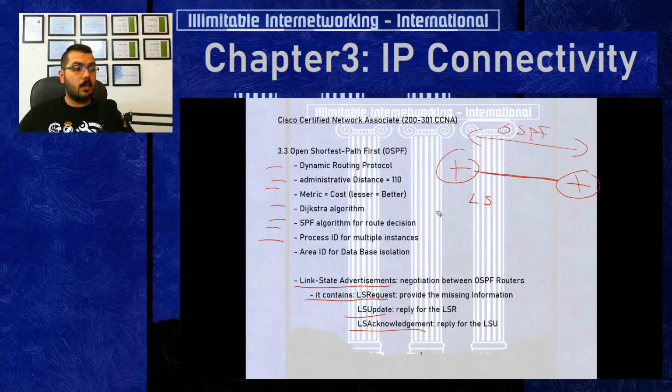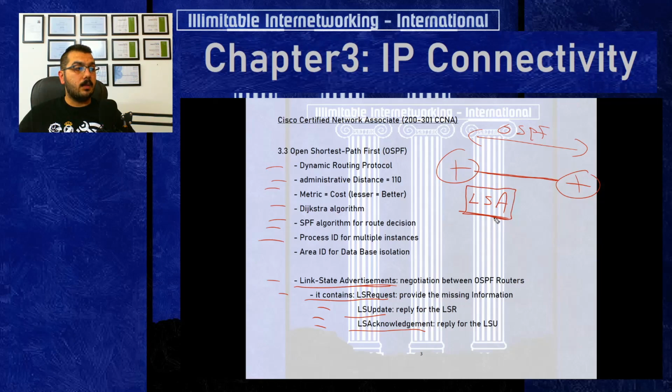They will use link state messages to discuss between them, and there are three types inside a single message. All of them are called a link state advertisement, or an LSA.